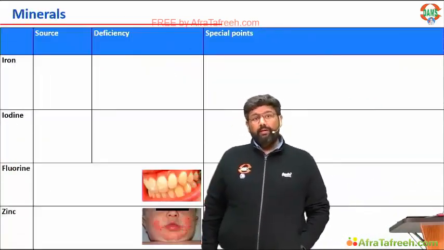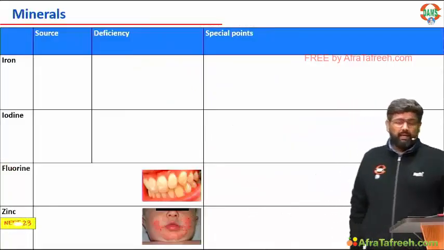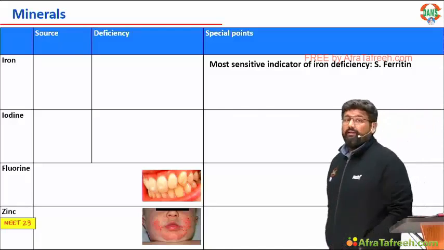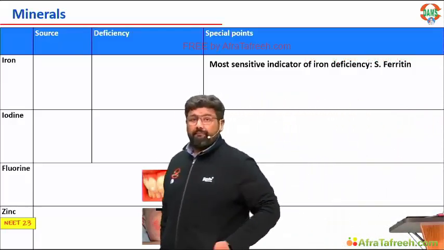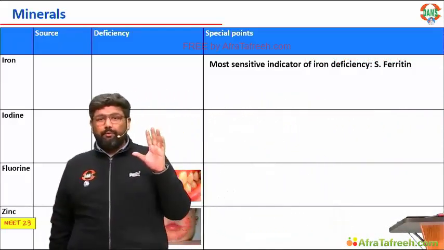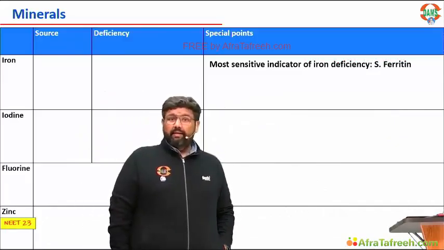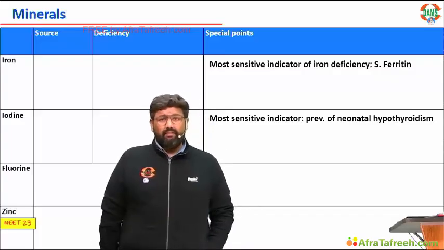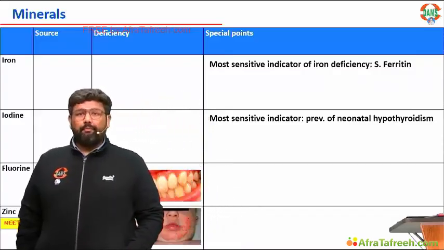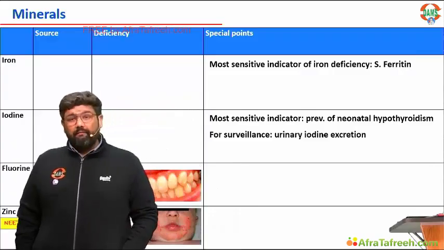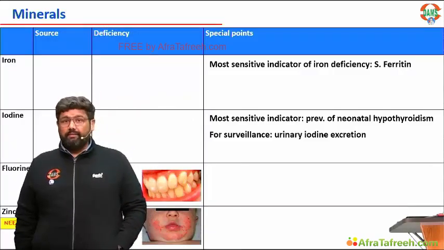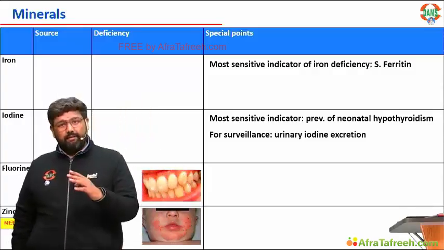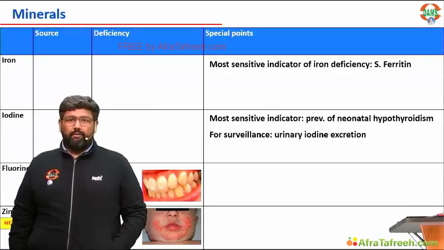Now coming to minerals. Iron. If I talk about iron, the most sensitive indicator for iron deficiency is serum ferritin. This was your PYQ, right? So keyword, most sensitive indicator, serum ferritin. If I talk about iodine, the most sensitive indicator is prevalence of neonatal hypothyroidism. For surveillance, we use urinary iodine excretion, right? Urinary iodine is for surveillance, most sensitive indicator, prevalence of neonatal hypothyroidism.